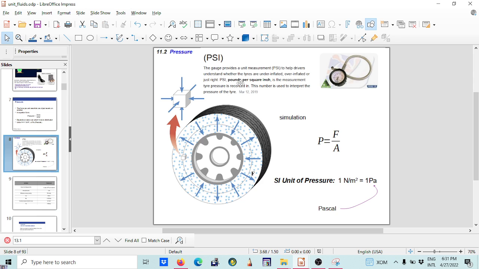And psi is the same thing as pound per square inch. So now you can understand how it works, right? So that will be how much pound per square inch you have inside your tire above the 1 atmosphere.